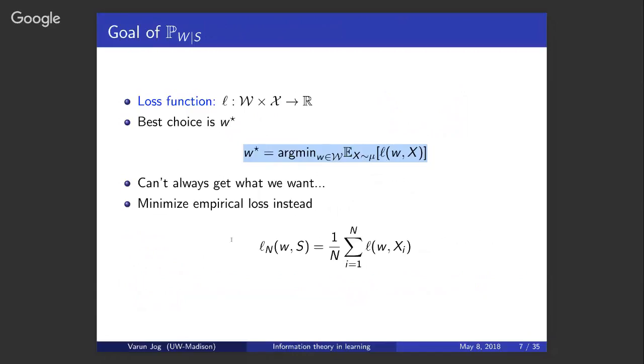So we do the next best thing. We say, instead of the expectation according to the true distribution mu, let's look at the expectation according to the empirical distribution that we observe. So this loss, L sub n, is basically just the empirical loss. You add up the loss at each of the points x_i and take the average. Now this L sub n of w, s is a loss function, and we want to figure out what is the w that seems to minimize this and output that w as the output of the algorithm.